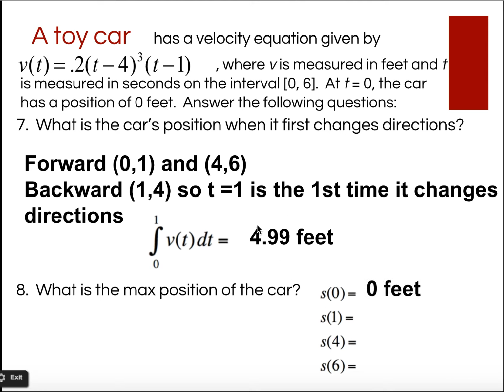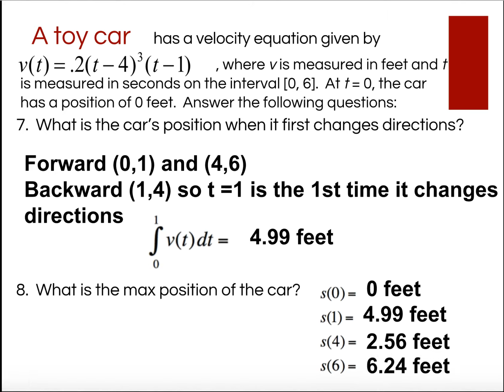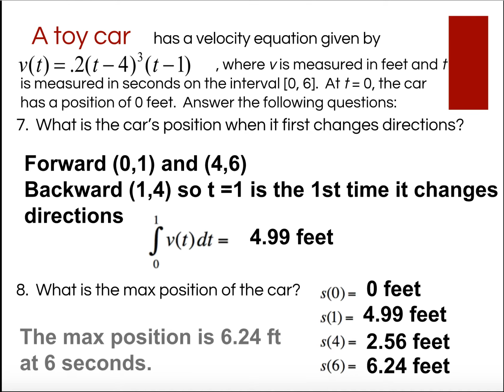Plugged in 1, which we got up here in number 7, 4.99. And then find the position at 4 seconds. We do the integral from 0 to 4. You should get 2.56 because remember it moved backwards from 1 to 4 seconds, so it's not going to be as far as it was at 1. And then S of 6, do your integral from 0 to 6, no absolute value, and you should get 6.24 feet. So the maximum position is 6.24 at 6 seconds.